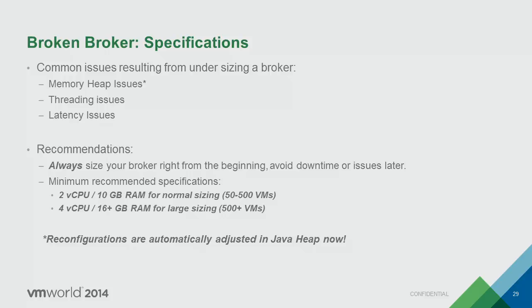So 2 CPUs and 10 gigs of RAM for any environment over 50 VMs, that's the minimum. I commonly see customers that are running 24 gigs of memory and 4 vCPUs. Now, don't misunderstand me. I'm not saying that you all need to run out and resize your brokers to have 24 gigs of memory. What I'm saying is that your mileage may vary. So understand that 10 gigs of RAM and 2 vCPUs is the minimum that we recommend for an enterprise environment.